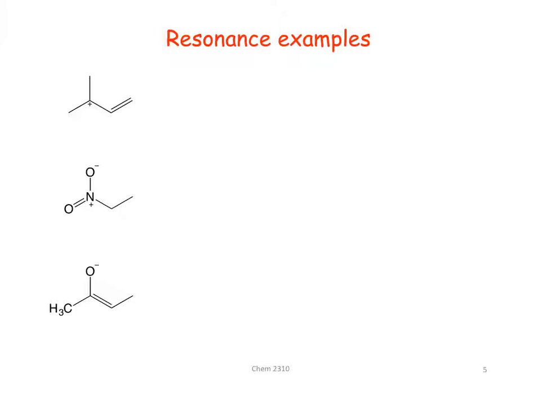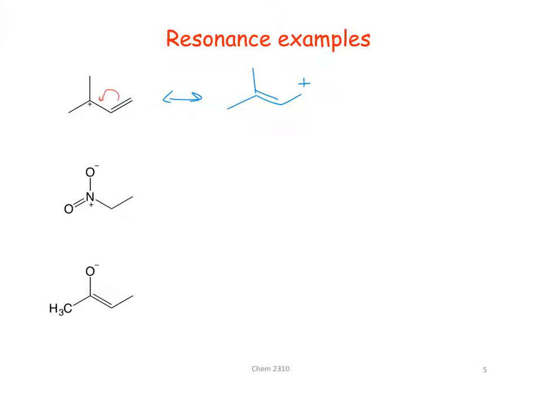Let's look at the first one. Which scenario does this fit into? 1, 2, or 3? We have a cation on an atom next to a pi bond, so this is scenario 2. What do we do to show the delocalization of electrons? In this case, the pi bond moves toward the plus. So we have our resonance, and now we have a pi bond here and a plus over here.